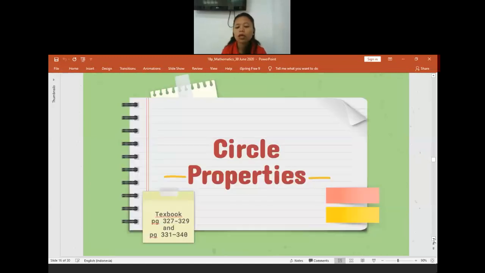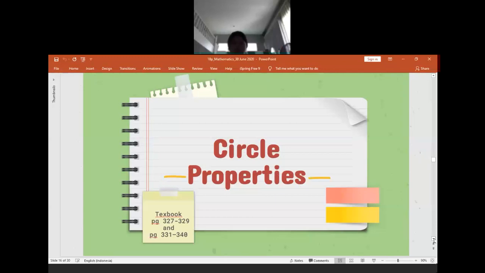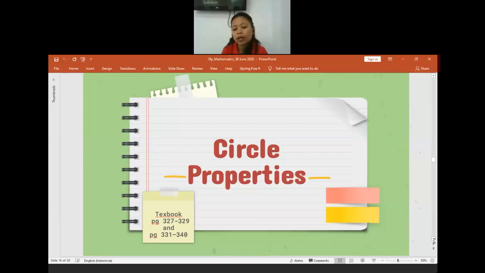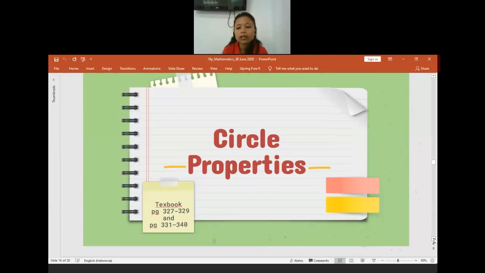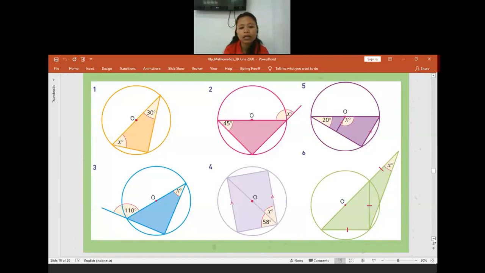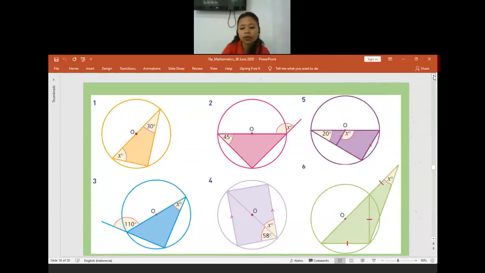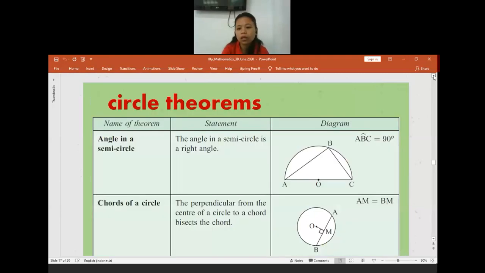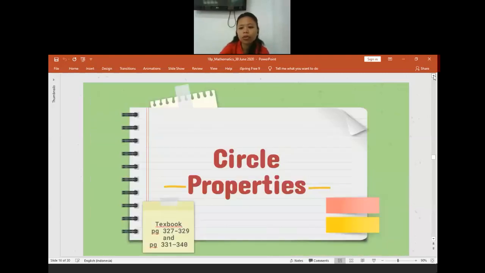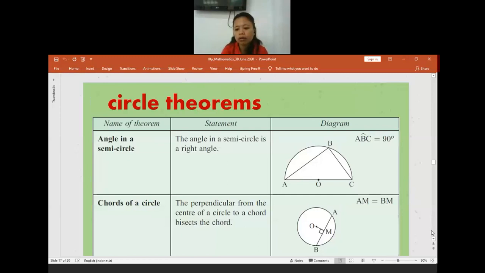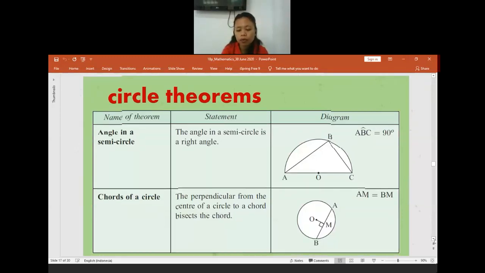Okay, if no one is confused, I will continue to the circle properties. Please pay attention to the circle properties because in the IGCSE exam, the marks for circle properties will be a lot, at least 6. If you have any difficulties, you can interrupt me when I'm explaining. It's okay, rather than keeping your queries to yourself.